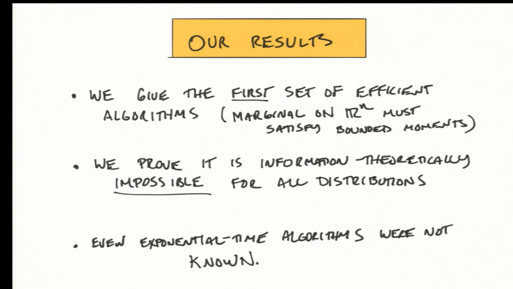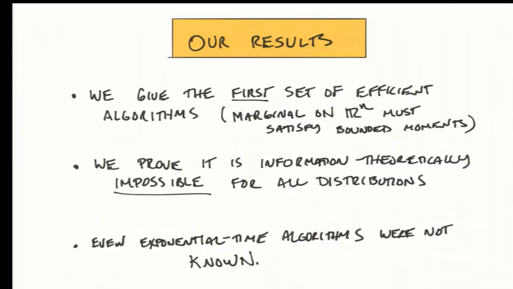And we also prove that it's information theoretically impossible to solve this problem unless you take some sort of assumption on the distribution. So some sort of assumption is necessary. And what I'll point out on the next slide is that even solving this problem in exponential time is non-trivial. So even exponential time algorithms were not known.